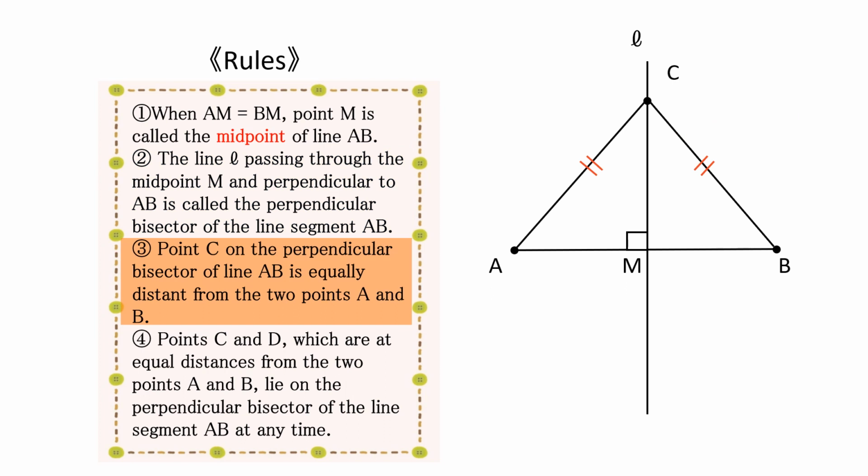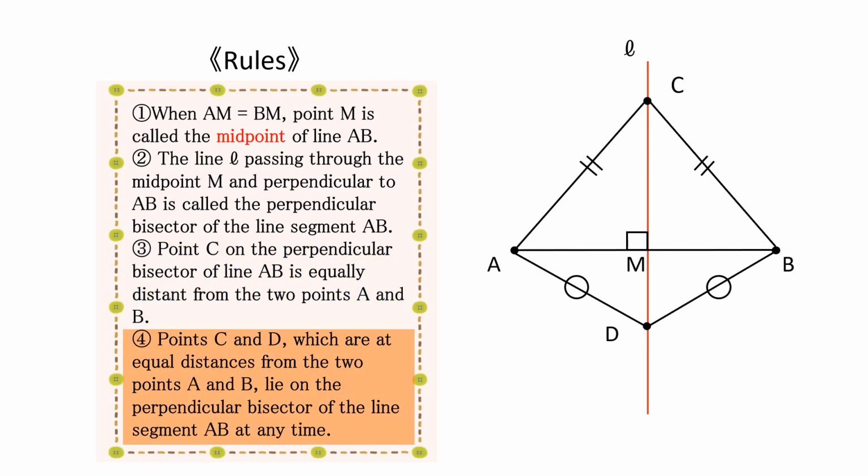As a property of perpendicular bisectors, the points on the perpendicular bisector of line segment AB are equal distances from the 2 points A and B. In this figure, we can say that point C is an equal distance from the 2 points A and B.